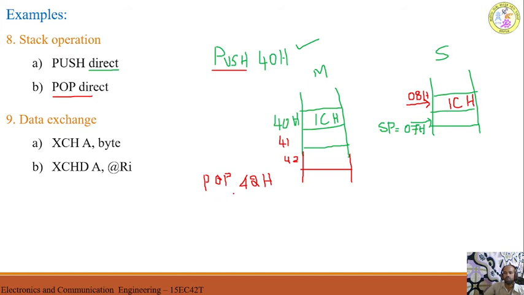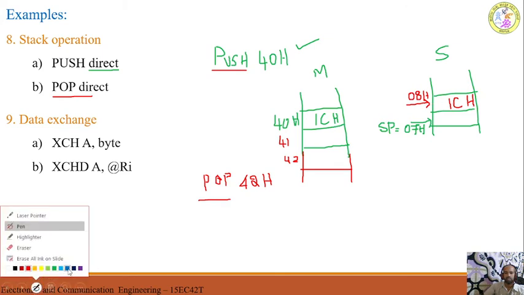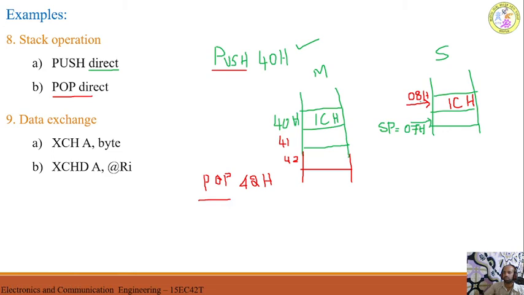POP 42 means what? Popping means taking back the data from the stack memory. And we know that the pop operation is a post decrement. Post decrement means you go to the memory location where the stack pointer is pointing right now, take the data, and then decrement the pointer. Post means afterwards you need to decrement the stack pointer. Currently SP is pointing to memory location 08H.